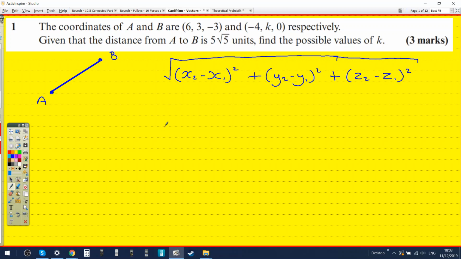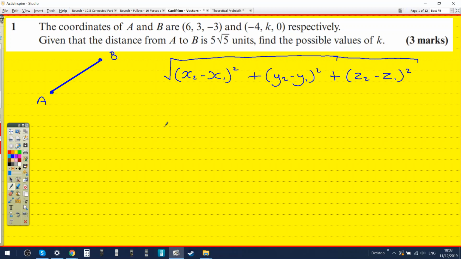So what is the z coming from? The third coordinate. Third digit, I suppose. So you have 6, 3 minus 3, so that's 3D now. And the whole of that is equal to 5 root 5. Yeah, so it's just Pythagoras.